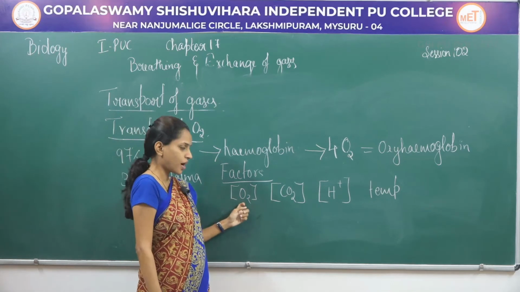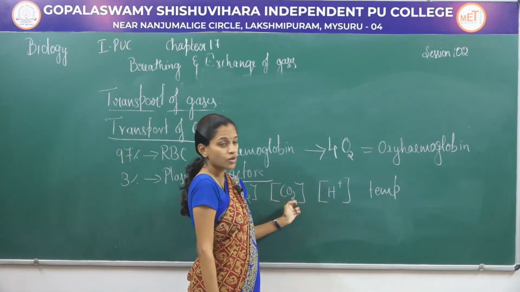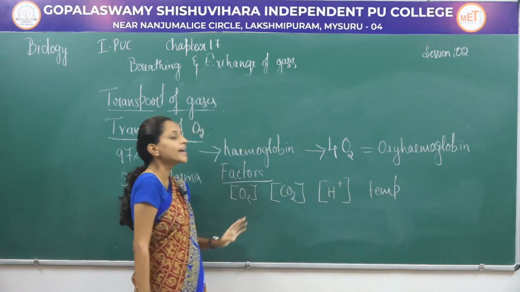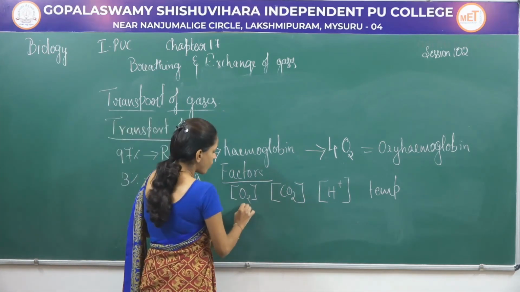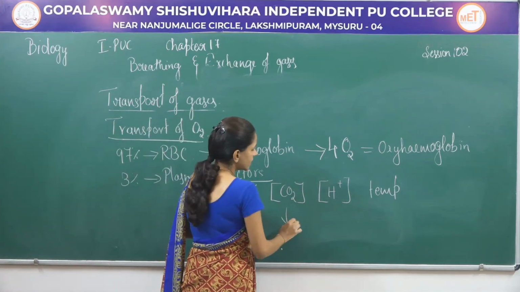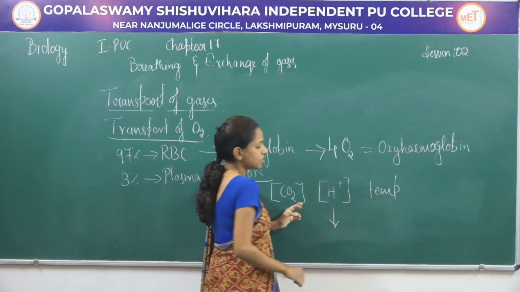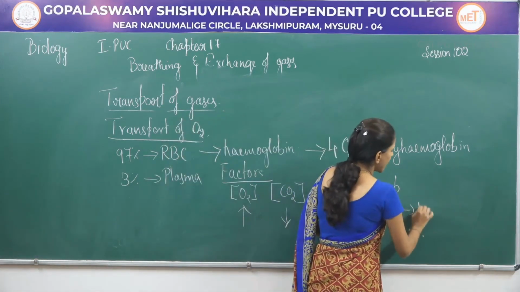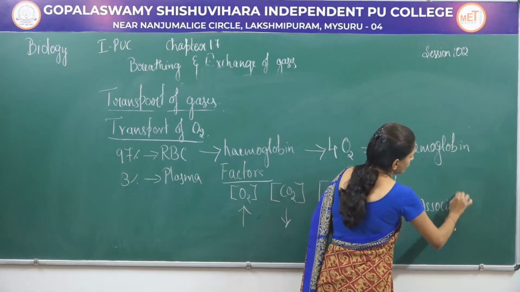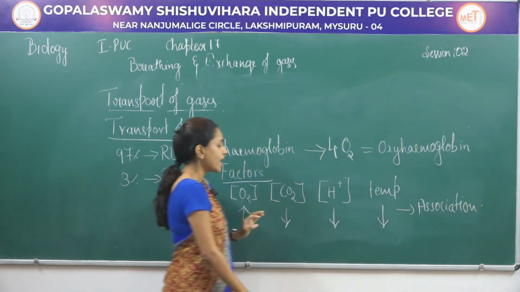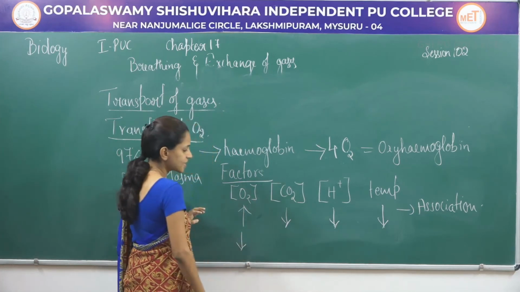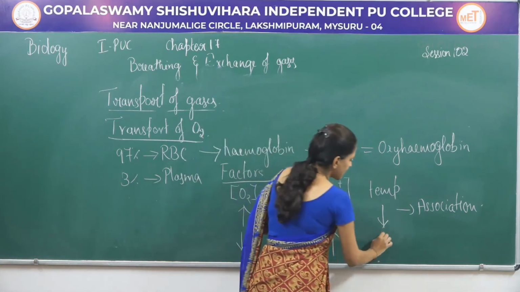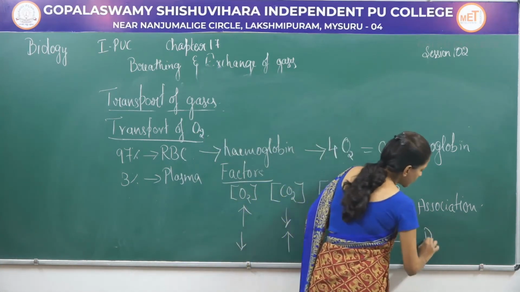So, the 4 factors are partial pressure of oxygen, partial pressure of carbon dioxide, hydrogen ion concentration and temperature. When the partial pressure of oxygen is high, carbon dioxide is less, hydrogen concentration is less and the temperature is lower, all this contributes to association. Whereas, when the partial pressure of oxygen is less, carbon dioxide is more, hydrogen concentration is high and the temperature is high, it leads to dissociation.